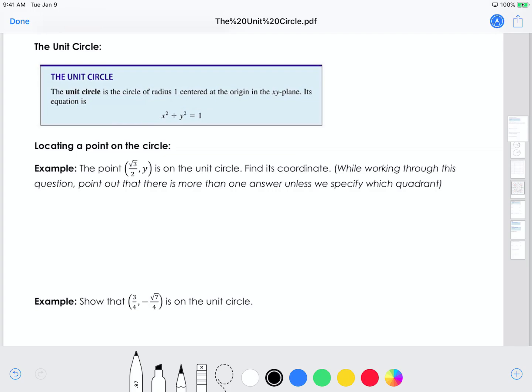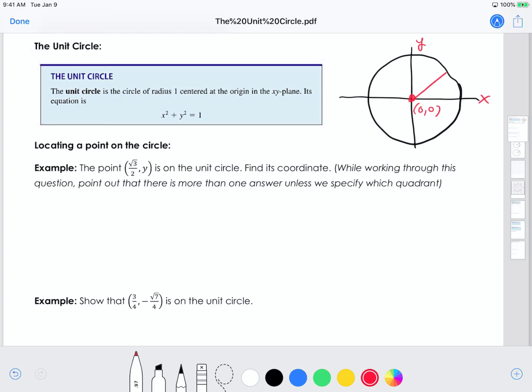And so the unit circle is a circle whose radius is 1. So from the center out, and the center is going to be the origin. So this will be my y-axis, this will be my x-axis. And from the center out will be a length of 1. So a unit circle is a circle that has a center at the origin and a radius of 1.